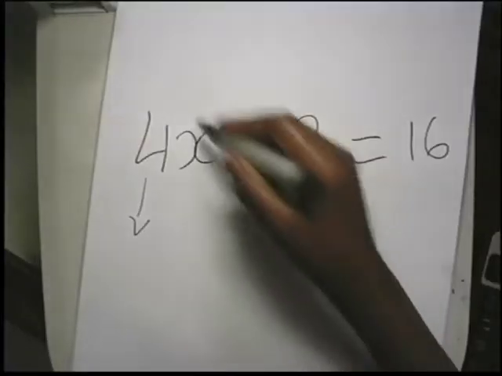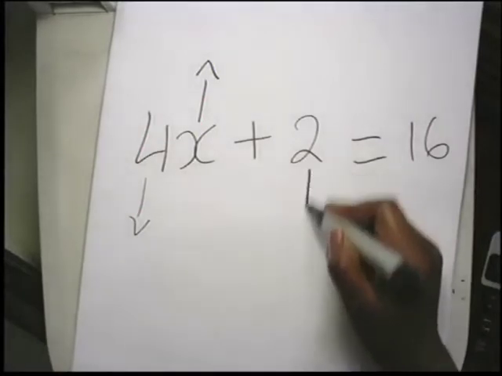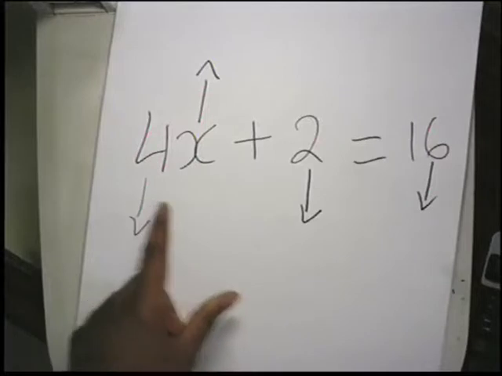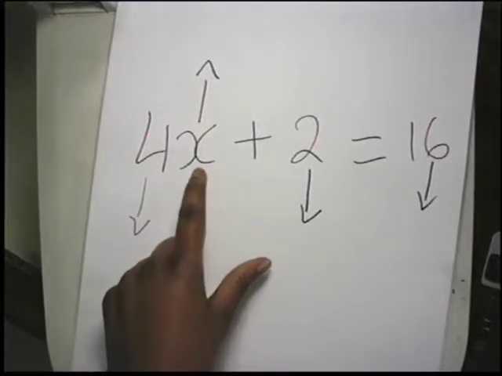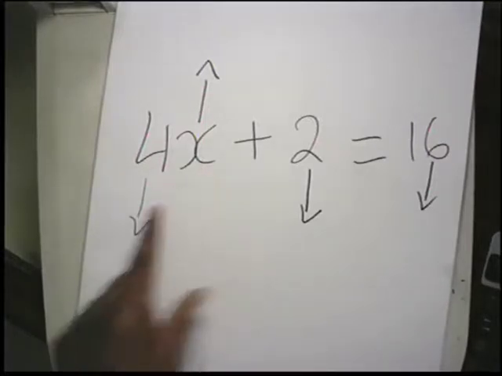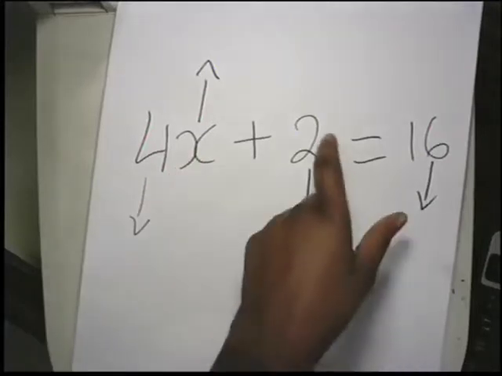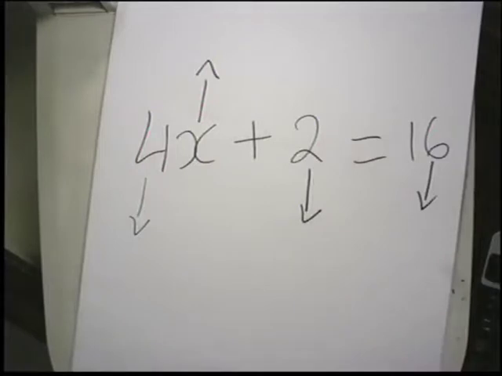Now how do we call this 4? How do we call the x? How do we call the 2? And how do we call the 16? 4, because it's multiplied with the x, which is an unknown variable, we call 4 a coefficient. Okay? And then the x is a variable. 2 does not have x or y attached to it or multiplied by it, so we call that a constant, as well as 16 is also a constant.